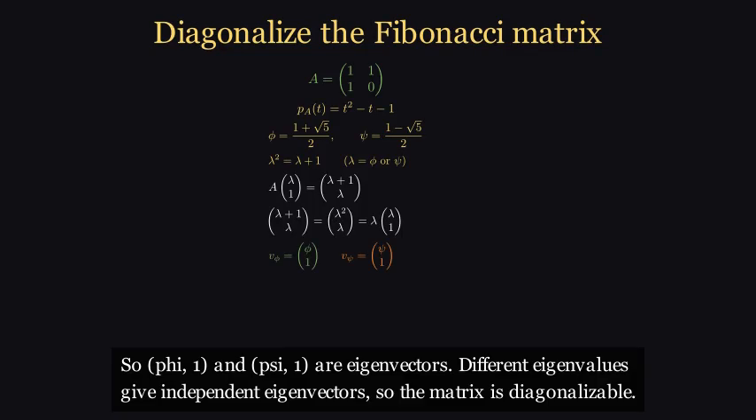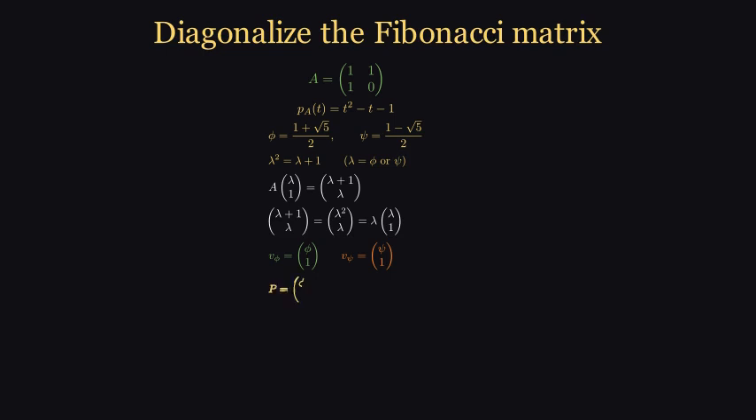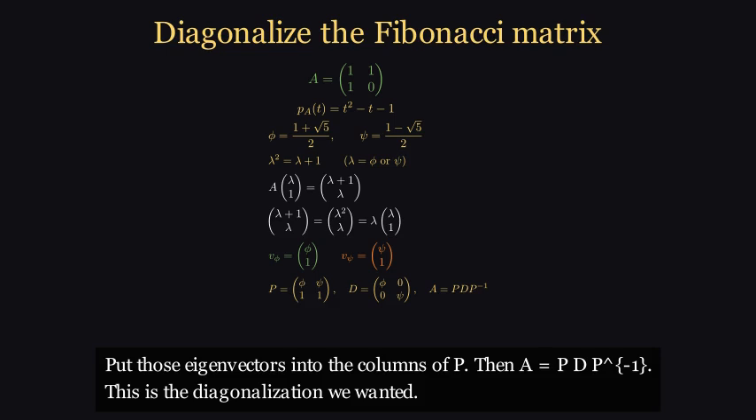So phi comma 1 and psi comma 1 are eigenvectors. Different eigenvalues give independent eigenvectors. So the matrix is diagonalizable. Put those eigenvectors into the columns of P. Then A equals PDP inverse. This is the diagonalization we wanted.